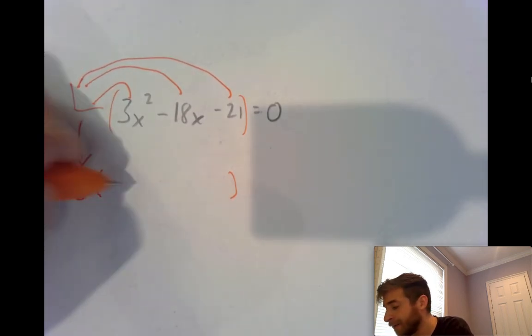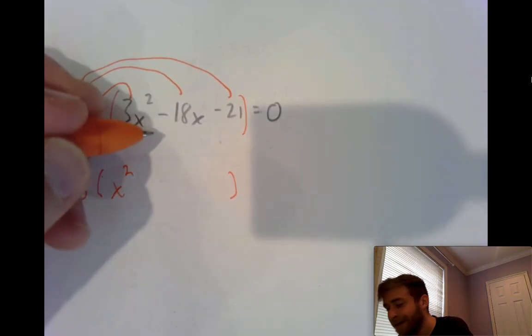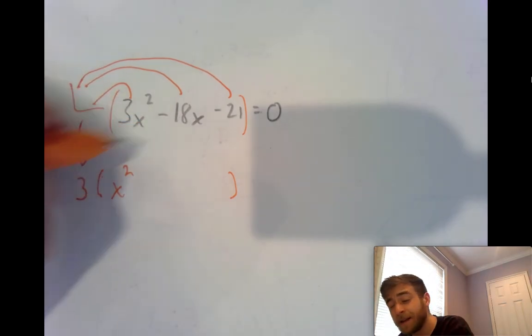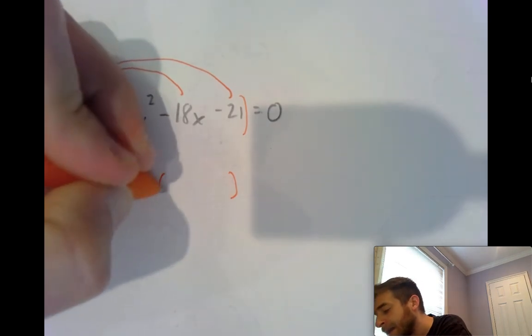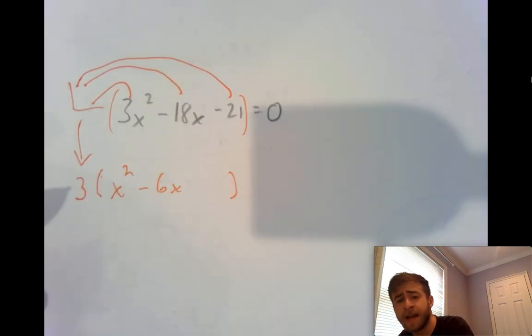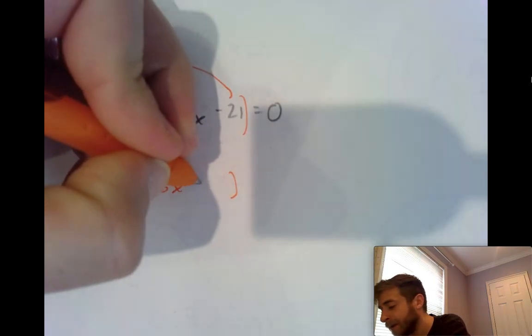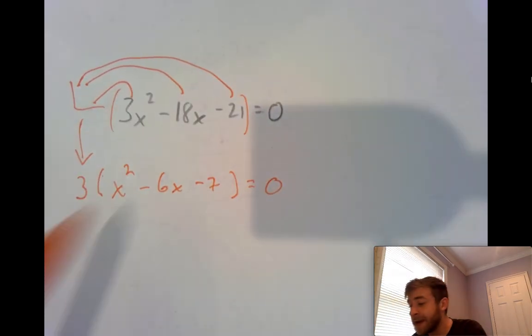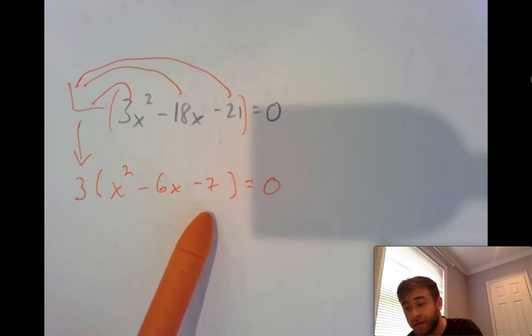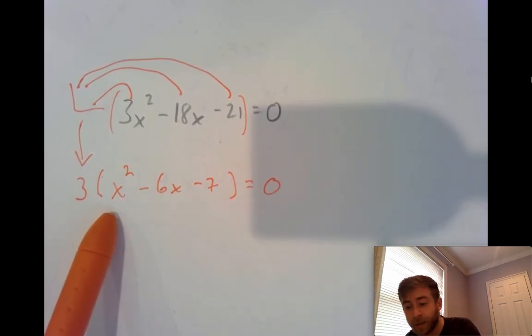3 divide the 3 out, it's just going to be x squared. Negative 18 divide the 3 out, 18 divided by 3 is going to be negative 6x. And negative 21 divide the 3 out, it's going to be minus 7 equals 0. And now we have a trinomial that's kind of regular with just an x squared term in front.